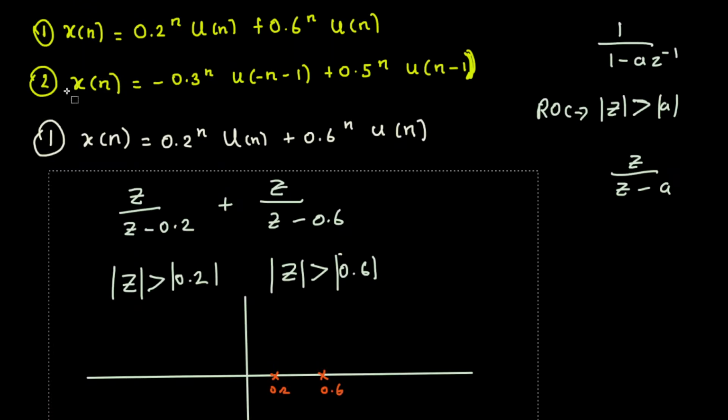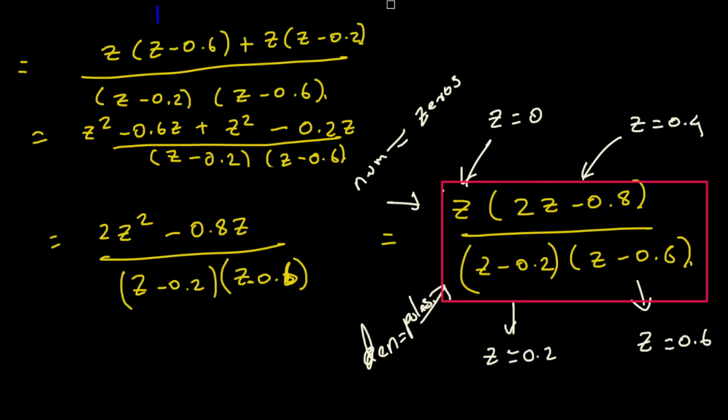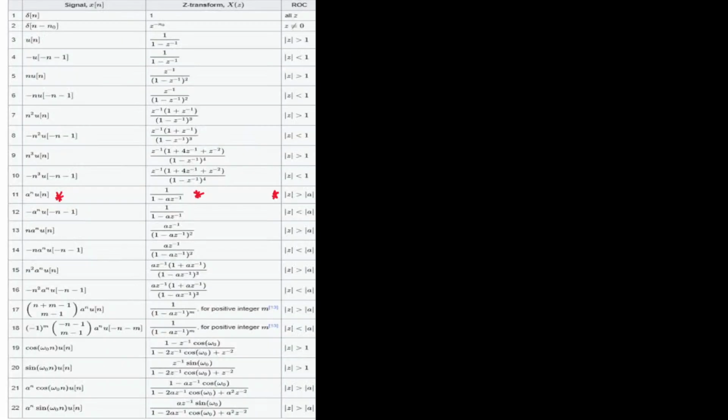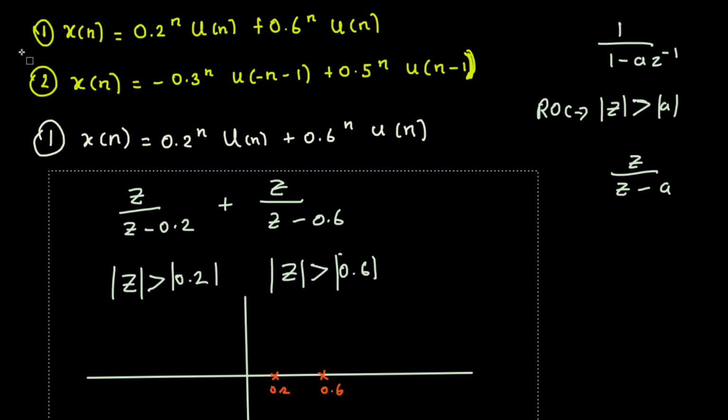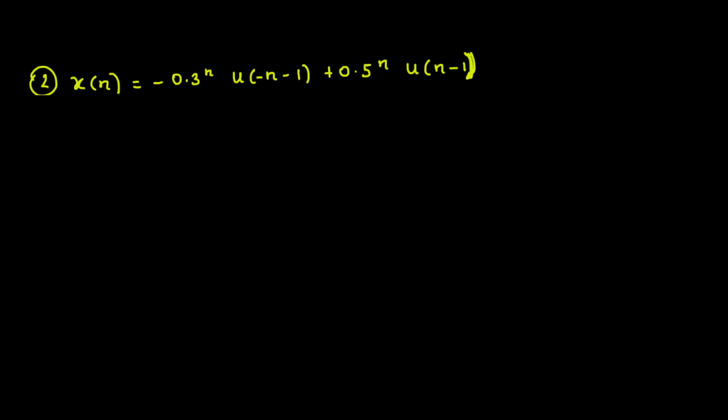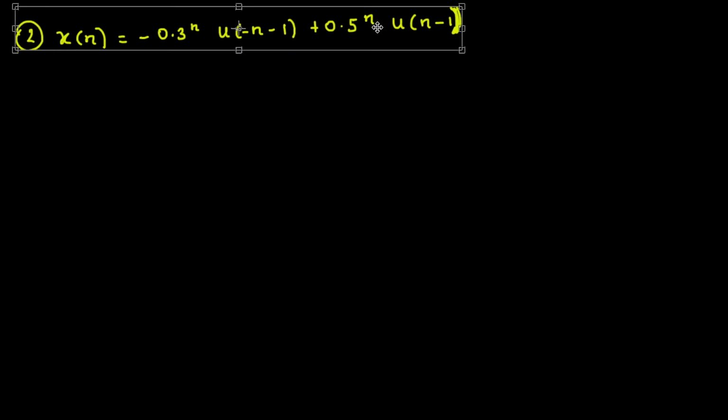Let's solve this one. So here x of n is equal to negative 0.3 power n u of minus n minus 1 plus 0.5 power n u of n minus 1. Let's solve this one also. Okay, I copied that question and brought it here. Okay, this is our question.